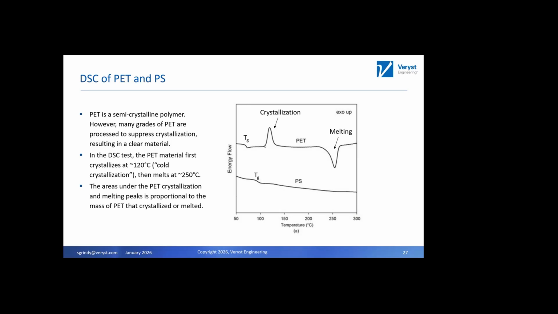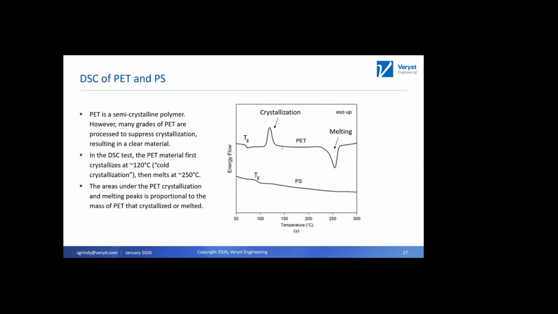But then we see this kind of upwards peak in the DSC trace. That is the PET crystallizing. So essentially, we've heated above its glass transition temperature. Our polymer chains are more mobile, and they want to form those nicely ordered crystalline domains. And so that's where we see this peak. This is an exothermic process where it's releasing heat.